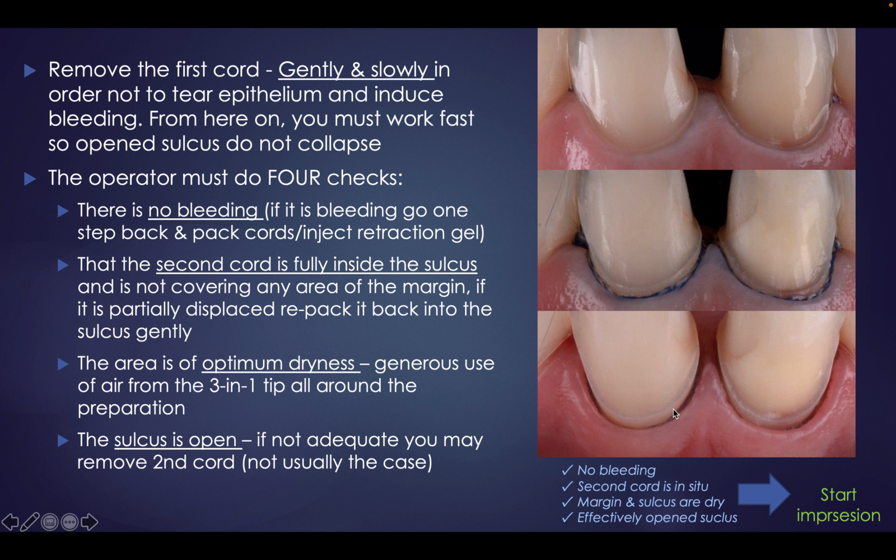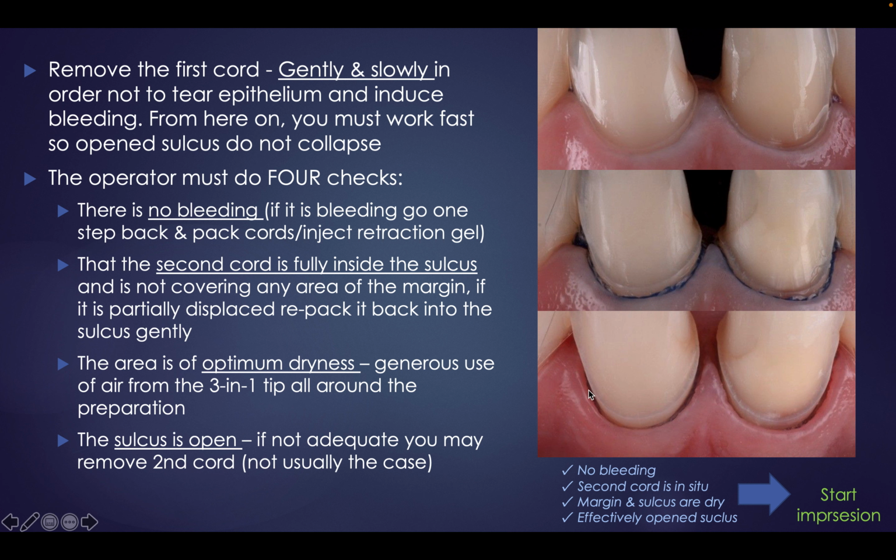Once you remove this, you have to do 4 checks. Number 1, check there is no bleeding. Number 2, check that the second cord is fully inside. Number 3, that your sulcus is open. And then number 4, you take your 3-in-1. Look how open the sulcus is, and then you take your 3-in-1 tip and you dry.